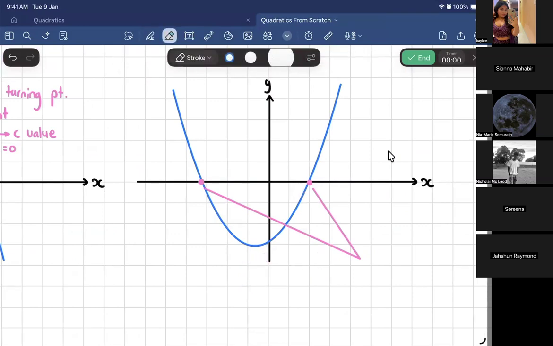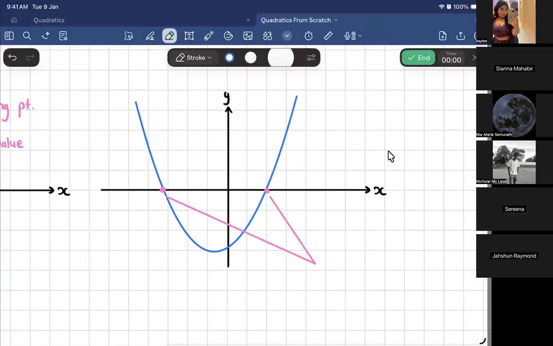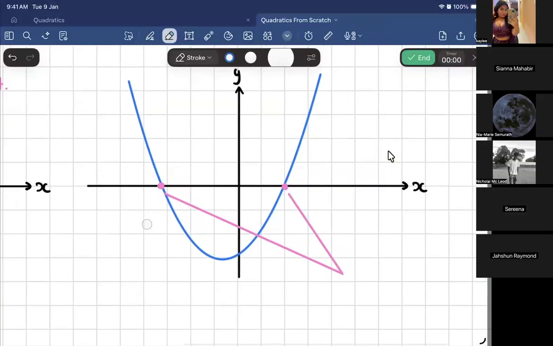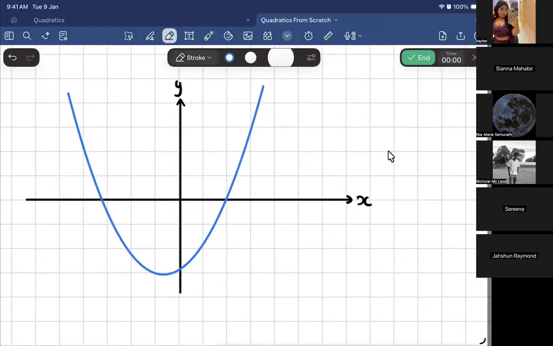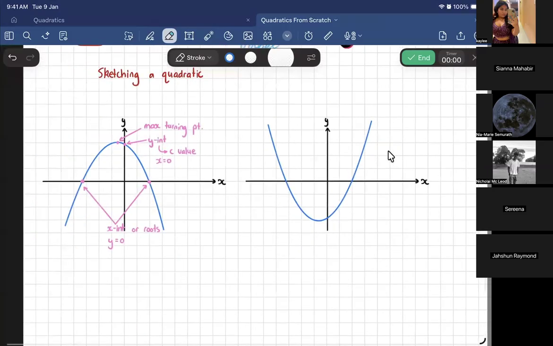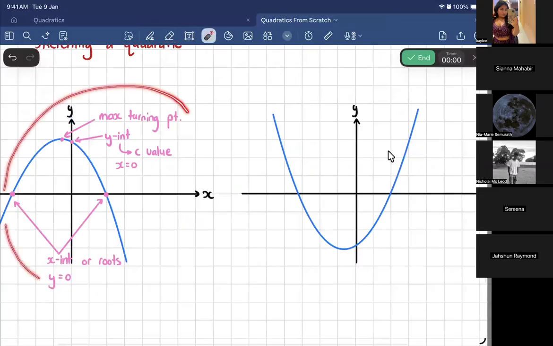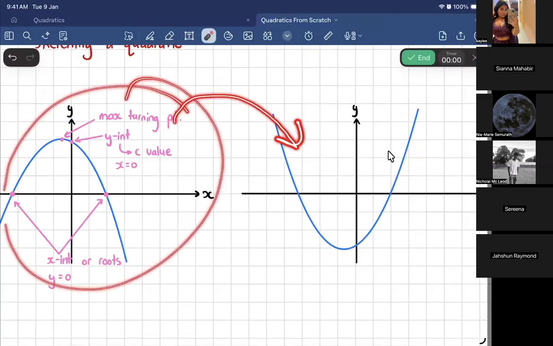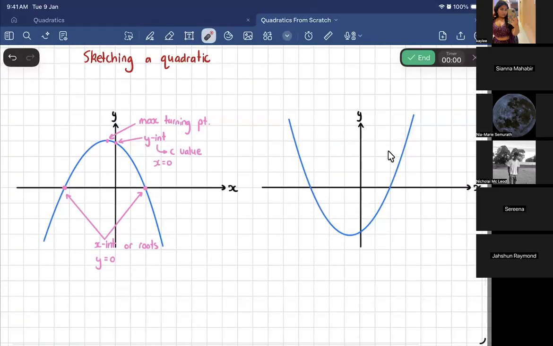So it's the exact same procedure if you had a minimum turning point. So, guys, this is what I want you all to do for me. I want you to draw this on paper. I want you to identify the x-intercepts, also called the roots. I want you to identify the y-intercept, and I want you to identify the minimum turning point and label it just like this. Do the exact same thing, but for this graph. Do that for me. So that's what you all have to do.